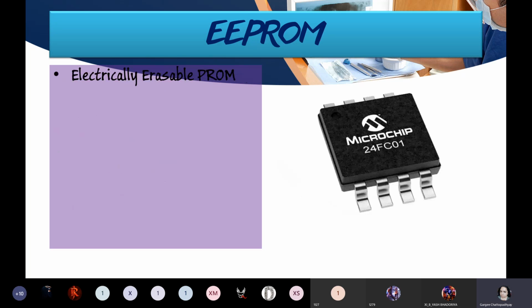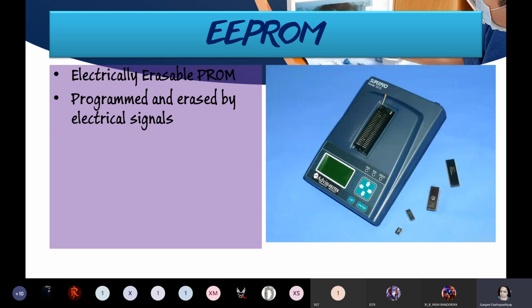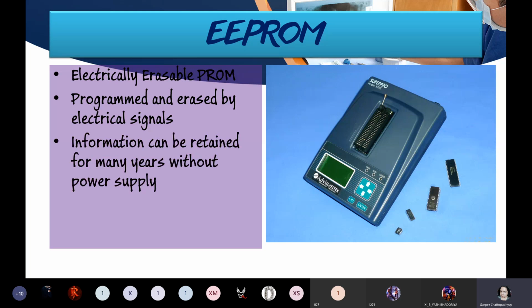Next is EEPROM. It is known as electrically erasable PROM, programmed and erased by electrical signals. So again, you can see a new device which uses electrical signals to erase the content and rewrite it. Information can be retained for many years without power supply. It can be used as a backup for RAM.